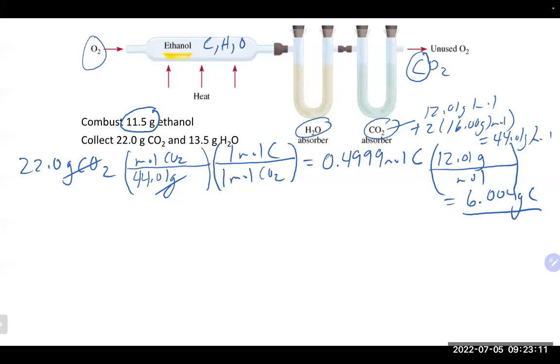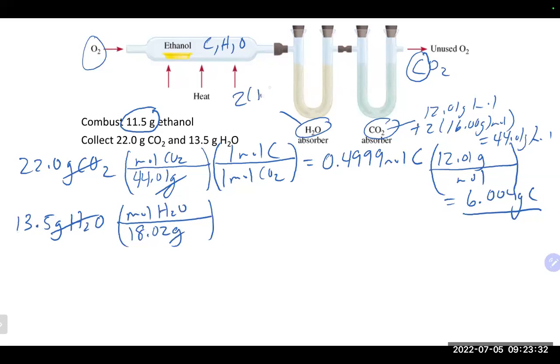We could do a similar calculation using the water. So we collected, in this case, 13.5 grams of water. We're going to convert water into moles by using the molar mass of water, which, we calculated earlier, is 18.02 grams per mole of water. Once again, from the periodic table, 2 times 1.008 plus 16 there for our oxygen.